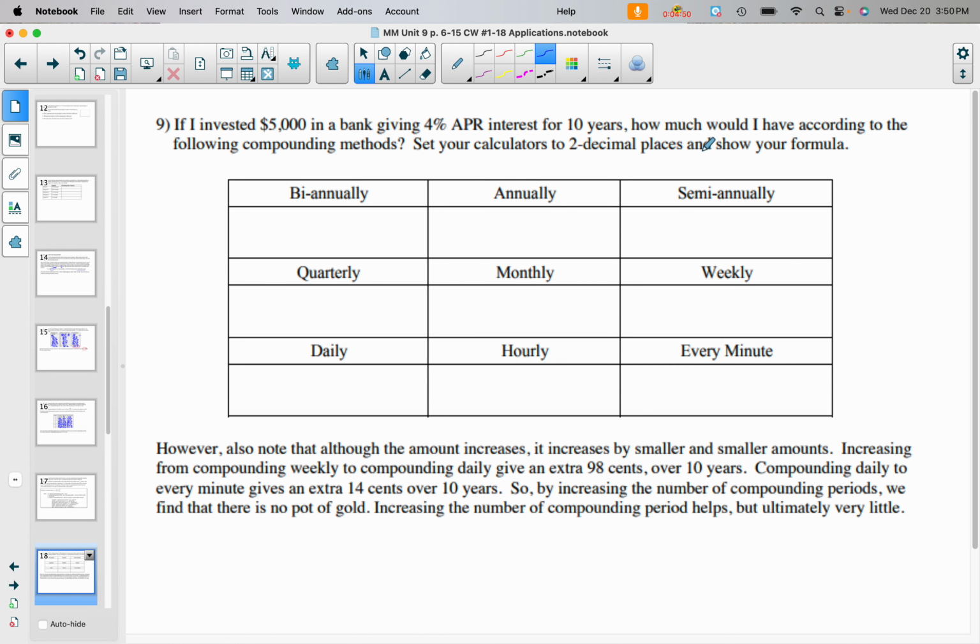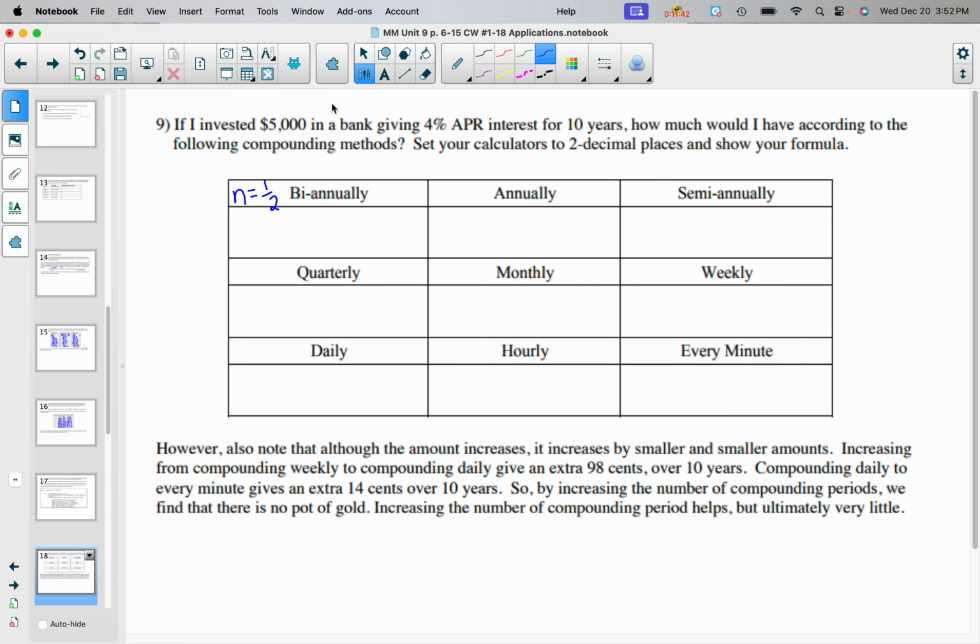So if I invested $5,000 in a bank giving 4% annual interest for 10 years, kind of the same thing we did for the other examples, how much would I have according to the following compounding methods? You don't necessarily have to set your calculators to 2 decimal places. You can just round your answers to that. So if it's biannually, N equals a half.